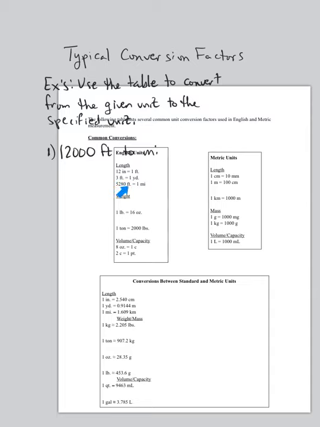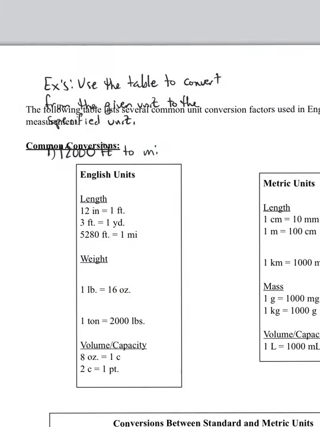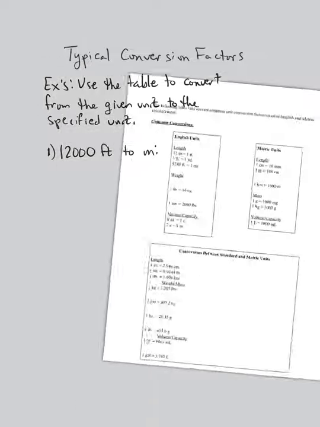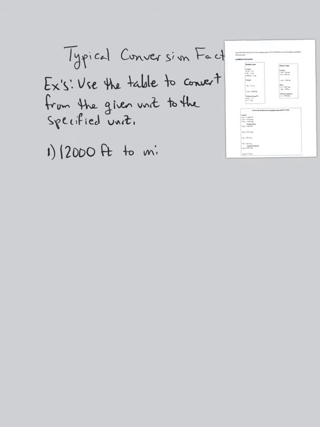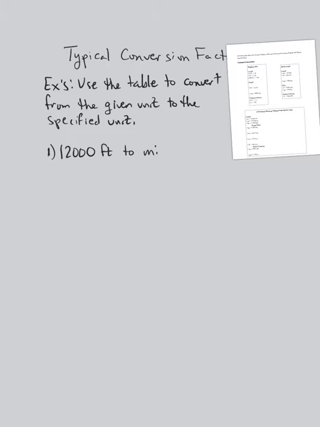But if we look right here, here we have FT and here we have MI, or for you folks that know, here we have feet and here we have miles. So that's our conversion factor that we want to use right there, that 5,280 feet is equal to 1 mile. Okay, so that's what we want to take as our given for now, and so we're given 5,280 feet is equal to 1 mile, like that.